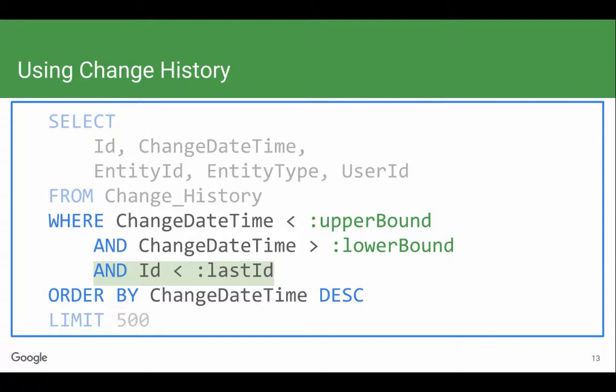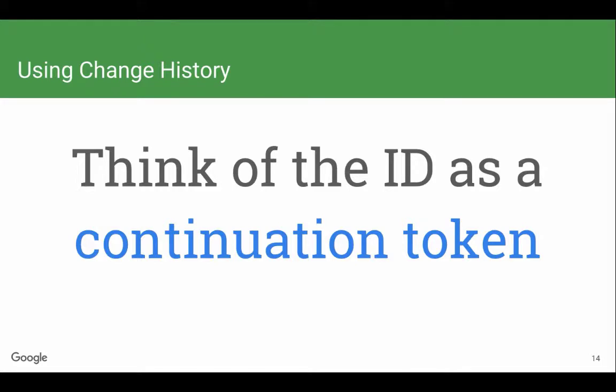So when we need to go to our next page, instead of doing an offset, we're going to say and ID less than the last ID in the first result set. So you're going to look at the result set, grab the last row, and grab the ID from that row and filter on that. So think of the ID as a continuation token or a pagination token rather than a unique identifier, because that's how we're going to utilize it.